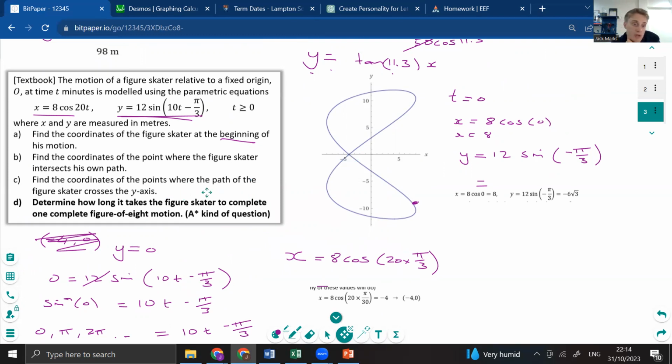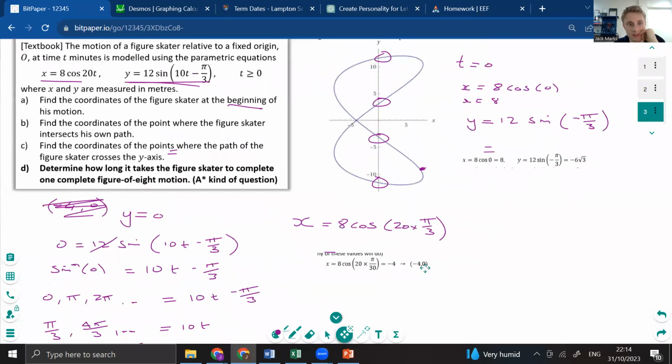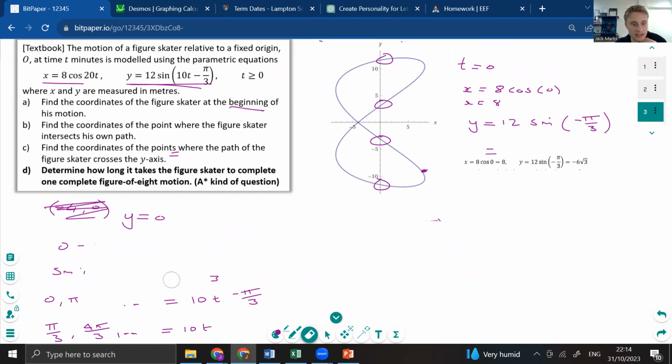Find the coordinates of the points where the path of the figure skater crosses the y-axis. There are a lot of them, aren't there? So I'm expecting multiple answers on this one. What does it mean visually? It means when x is 0. So when is x 0? I'm going to get rid of this because it's getting in the way a little bit, and I don't think we need it for the next part.